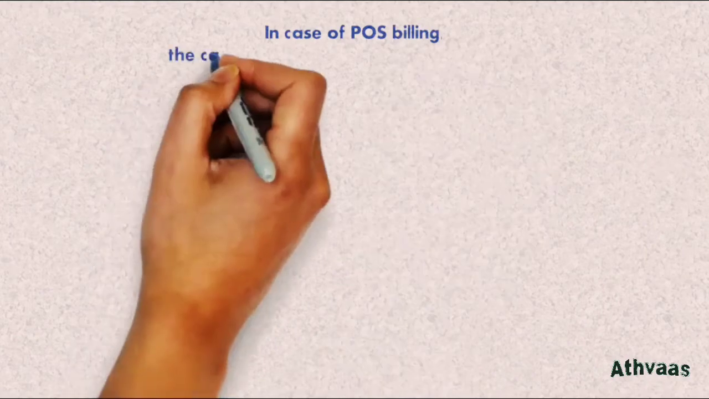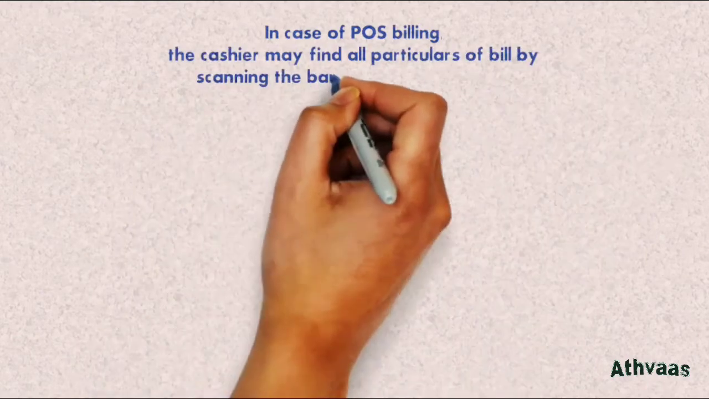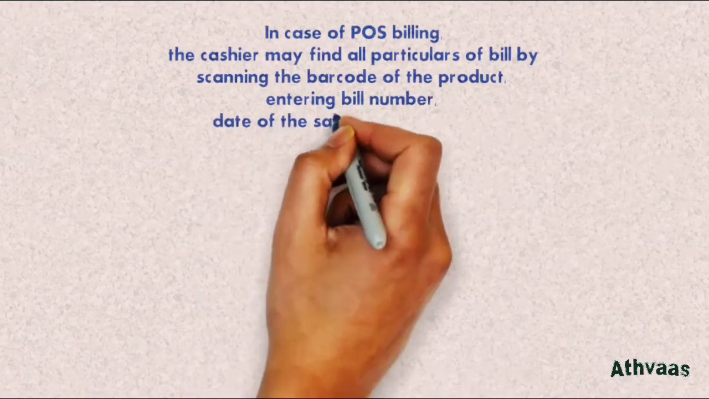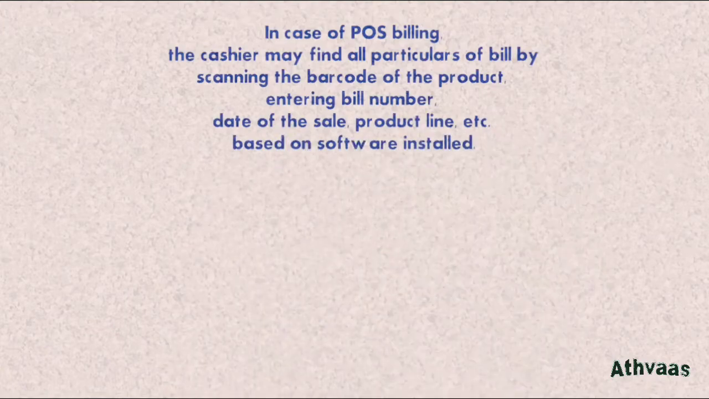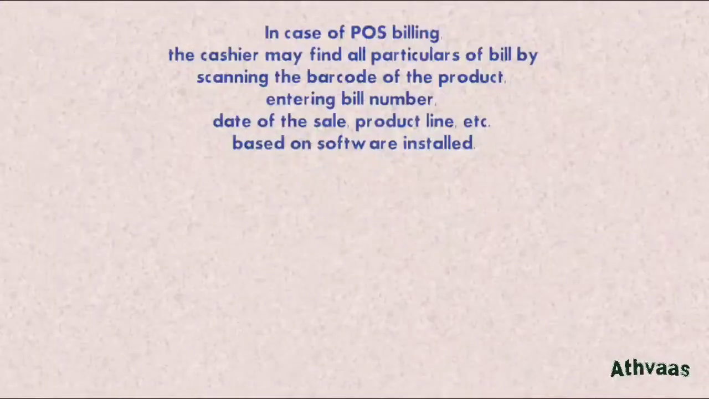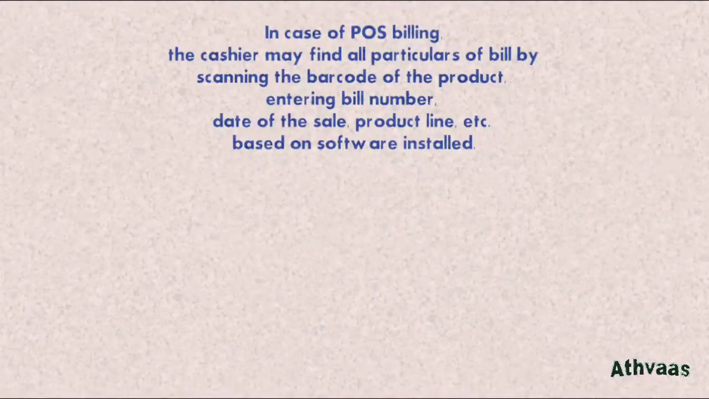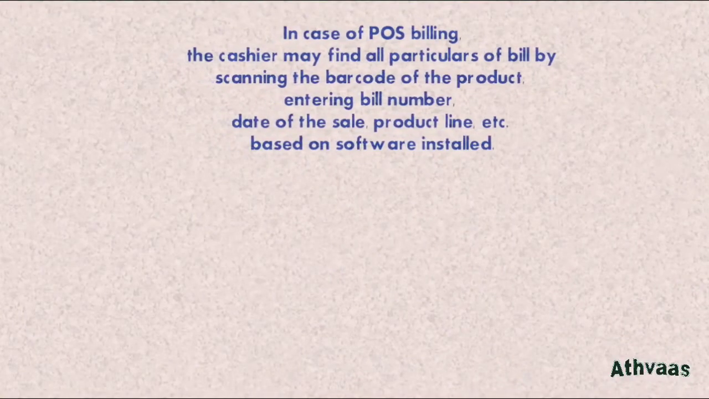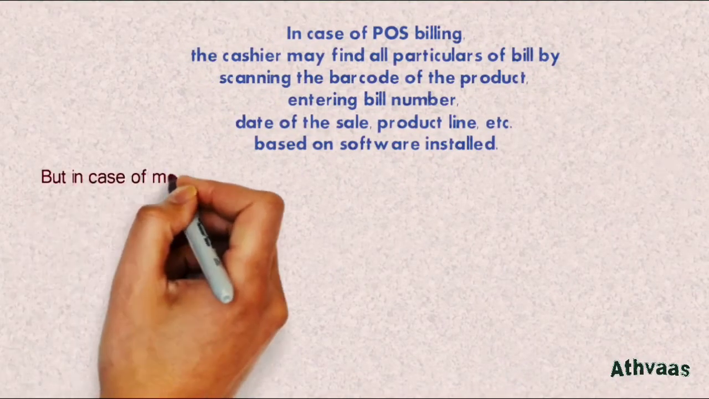So there are two methods of starting the refund process. In case of normal POS billing, the cashier may find all the particulars of the bill by scanning the barcode of the product, entering the bill number, date of the sale, product line, etc. based on the software installed, and then complete the refund process.